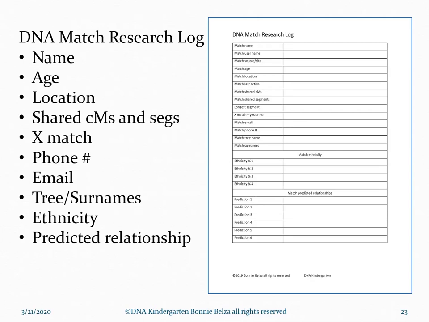I also, using DNA Painter, will put in the amount of shared centimorgans and then list out the potential relationships that are predicted between me and the match. I can then cross out those relationships that are highly unlikely because of my age and the match's age, and narrow down the possible relationship between me and a DNA match.